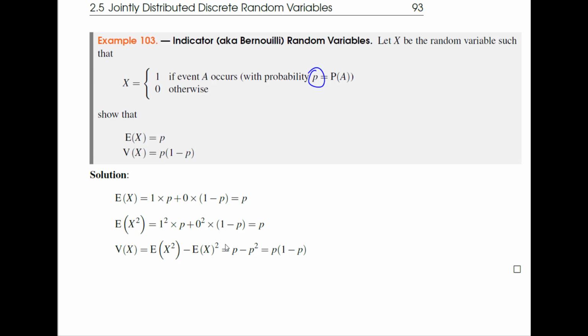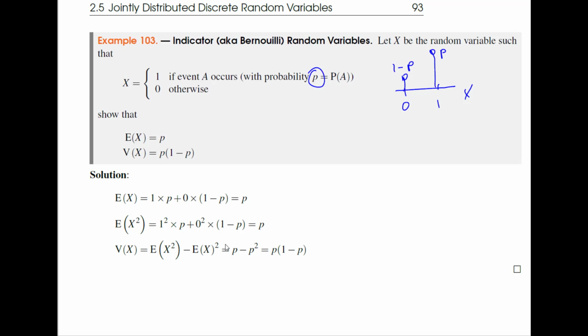Okay, and then it's 0 otherwise. So the PMF is really very simple, right? X has 2 values, 0 and 1, with 2 probabilities. One is p, and one is 1 minus p. Right? Like a coin, but one that is biased.